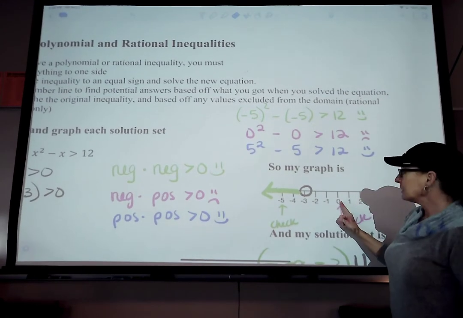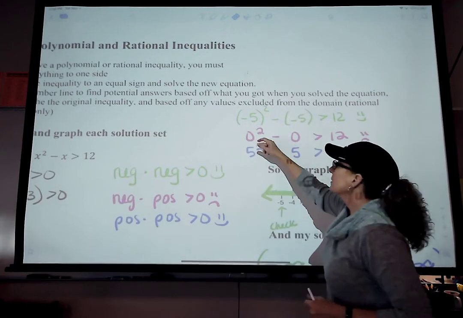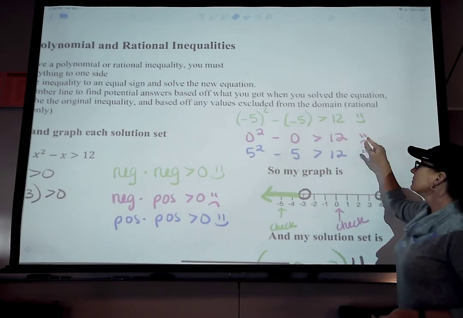Pick a legit number in the pink section. Sub it in your original. Type it in on your calculator. See if you get an answer that's bigger than 12. You don't.